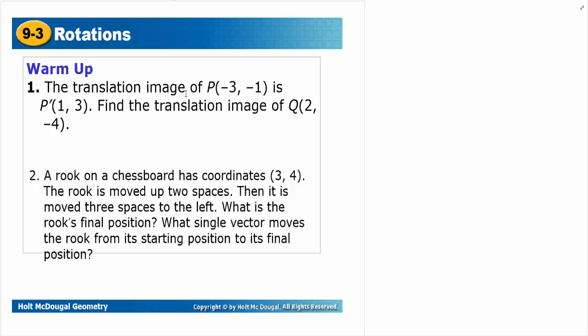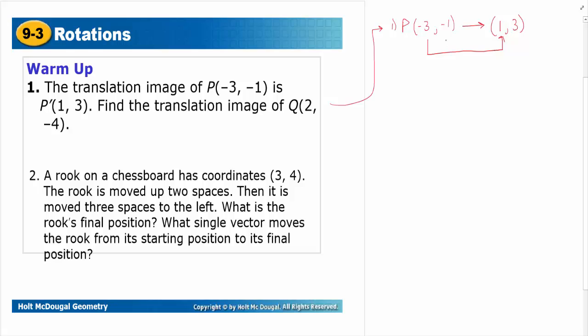Number 1, we got a translation of P to P prime. So what they're showing you in this example is how much your graph, or your point, is being translated, so you can use that to find Q prime. We're going to figure out how far P has moved to get to P prime. P is at -3, -1, and P prime is at 1, 3. So I'm going to look at each part.